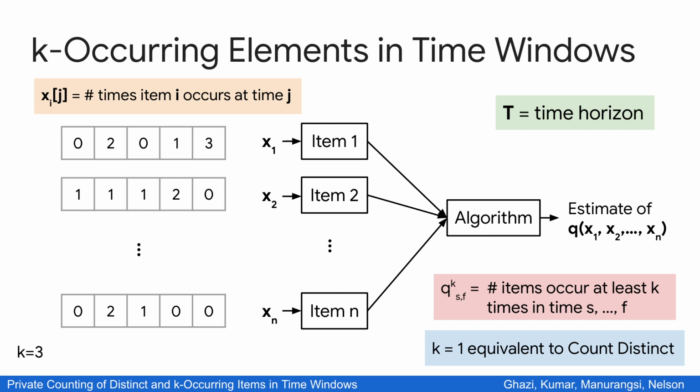Just to give you an example, let's say we have k equal to 3 here, and s equal to 2 and f equal to 3. Then again, we want to look at these two time steps. But now x1 and x2 occur only twice in these two time steps combined, so they are not counted in the final query answer, whereas the last element occurs exactly 3 times, so it is counted in the final answer. So if there are only these 3 elements, then the final answer should be 1. So those are the types of queries that we are interested in.